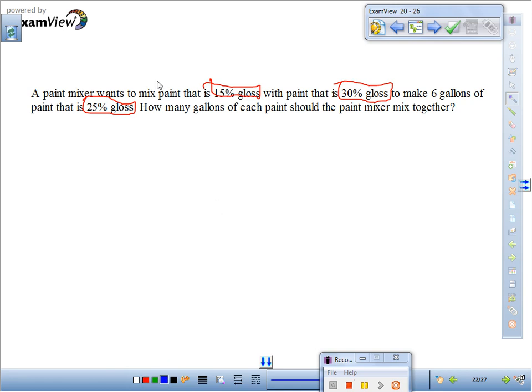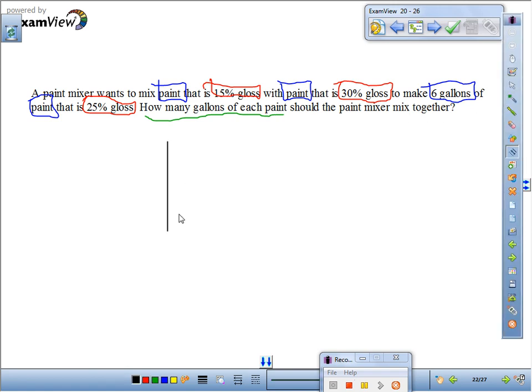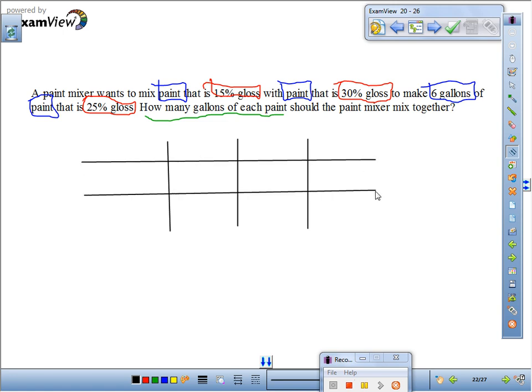And then what kind of items are they talking about? They're talking about paint throughout. 6 gallons of paint. Paint. So the question is, how many gallons of each paint should the painter mix together? Let's write our table. 1, 2, 3. 1 across. 2 across. So this is a mixture problem.